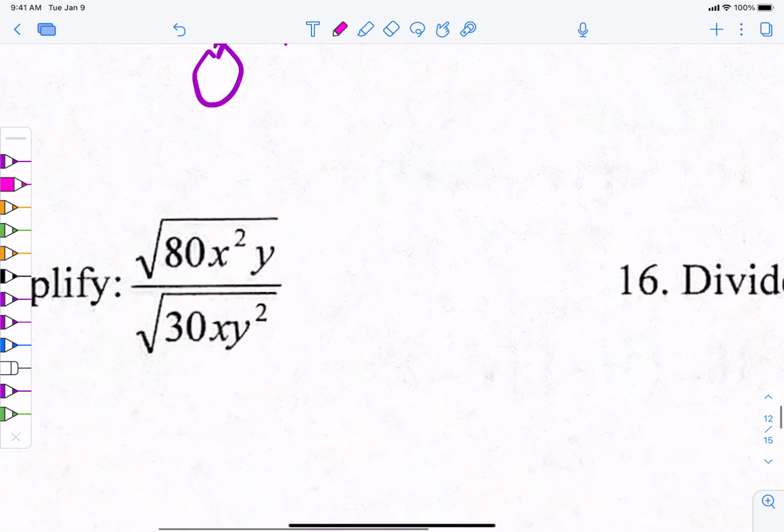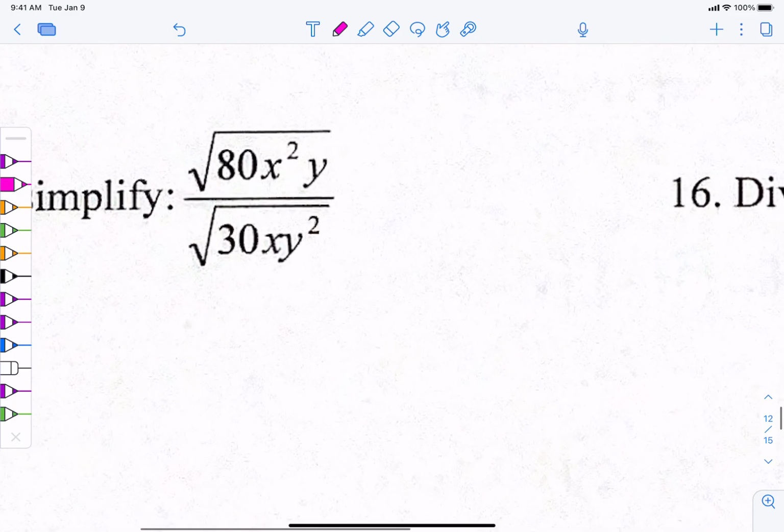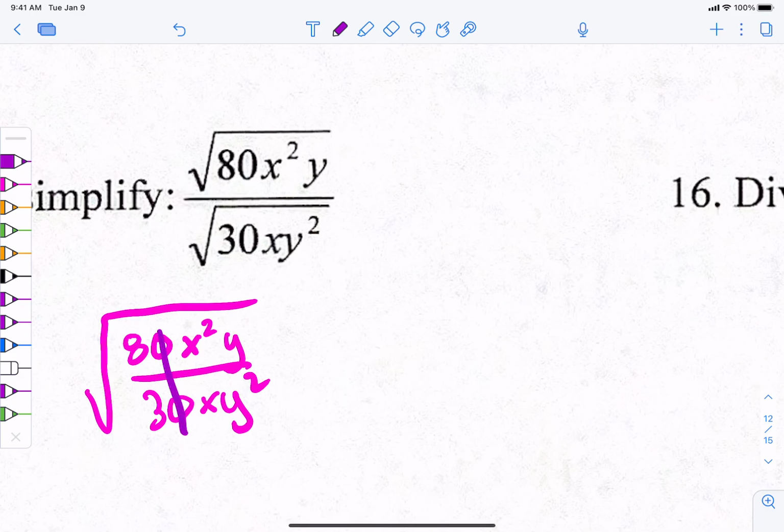Okay, let's do number 15 together because it is longer than 16. So watch this. All right, both of those are underneath the square root, so I'm going to combine them. I'm going to do 80x squared y over 30xy squared. I'm just going to put them all underneath one root, and then we're going to simplify. Take the 10s out, we can cross off a 0, right? So we have 8 on the top and 3 on the bottom, okay?